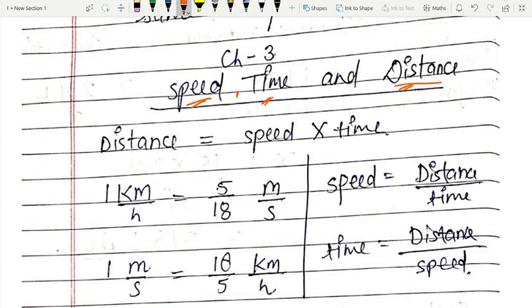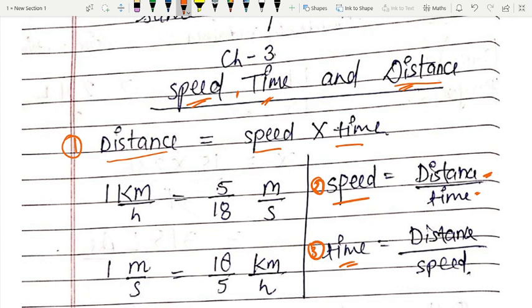So we know there are three formulas. The first formula: distance is equal to speed into time. You just learn this formula and directly you will solve this exercise's questions. Speed is equal to distance upon time, and time is equal to distance upon speed. These are the three formulas you will learn for this exercise.